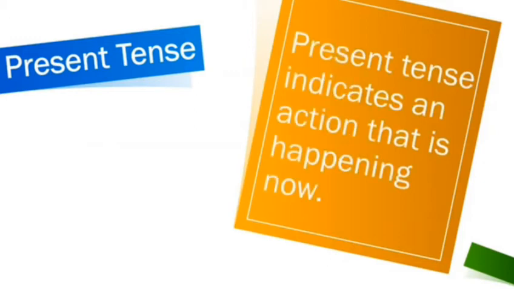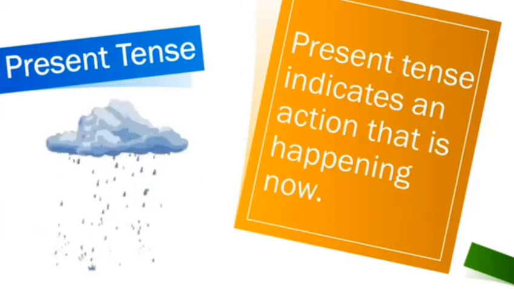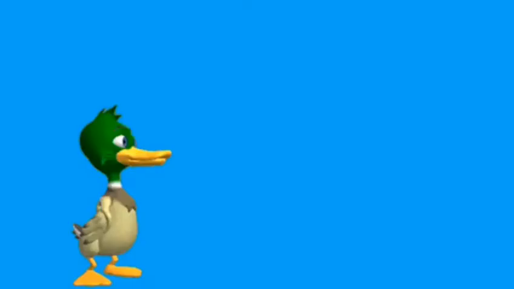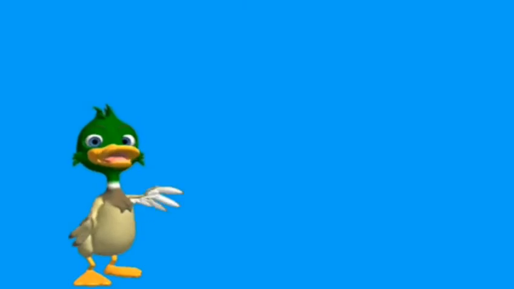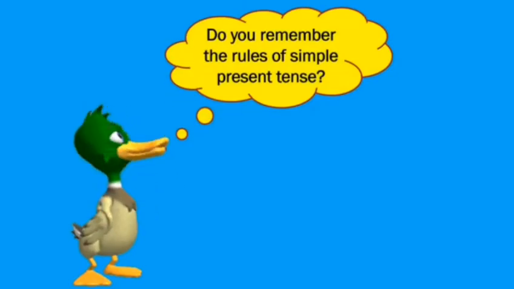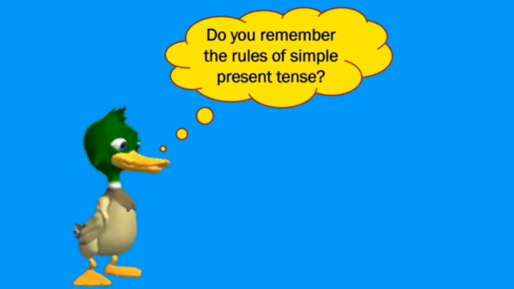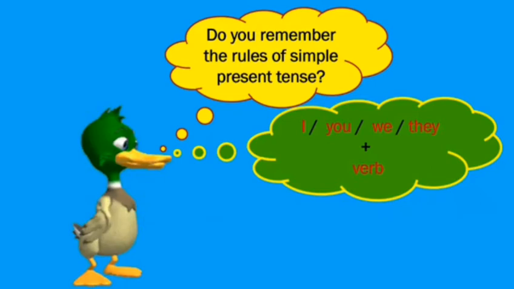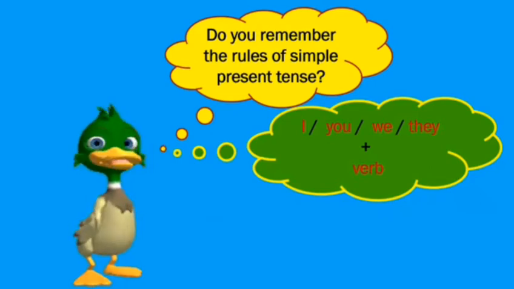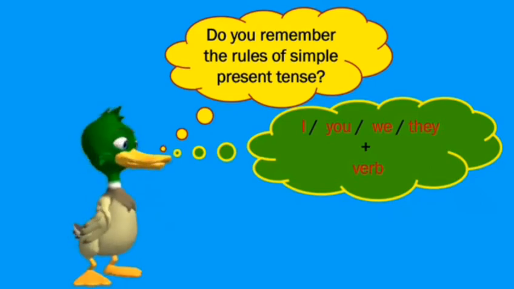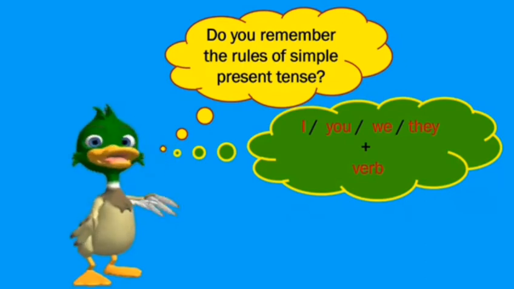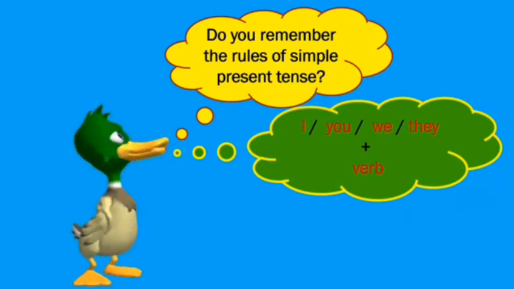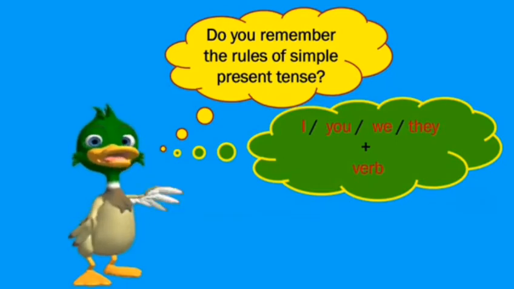Present tense. Now let us find out about present tense. Present tense indicates an action that is happening now. Like it is raining. Children, you have to remember the rules of simple present tense. With words I, you, we and they, we add a verb as it is. We do not add anything to the verb. We just use the verb as it is.